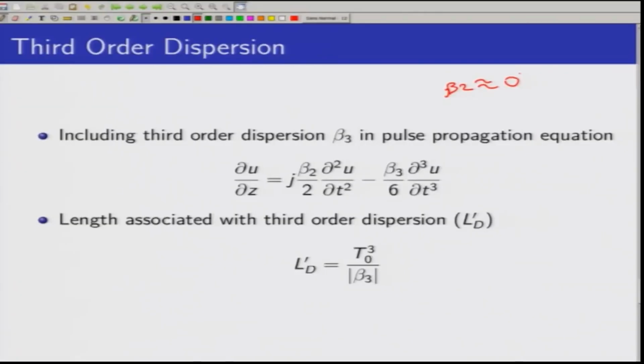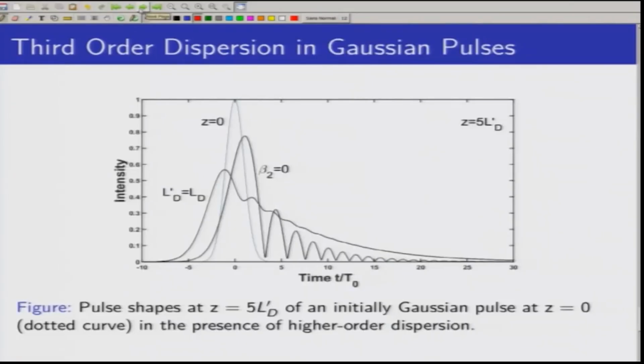However, if in any of the above cases we do have to consider beta 3, then the pulse propagation equation that we studied previously becomes this, where we have another term, which is beta 3 by 6 times the partial cube u by partial t cube. And again, for convenience, we will define the third order dispersion length, which is given by the pulse width cube, T naught cube, divided by beta 3, the third order dispersion parameter. Now, the third order dispersion in Gaussian pulses.